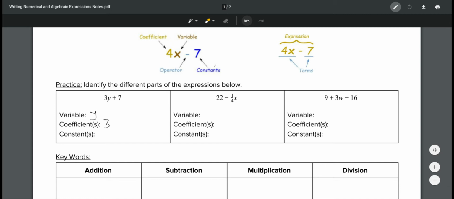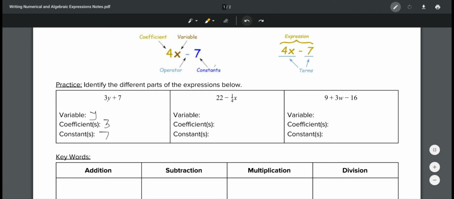It does not have a variable right next to it. So in this one, when I say 3y plus 7, 7 is all by itself. 7 is the constant. And in this expression, I have 2 terms. 3y is a term and 7 is a term. So I have 2 terms in that expression.